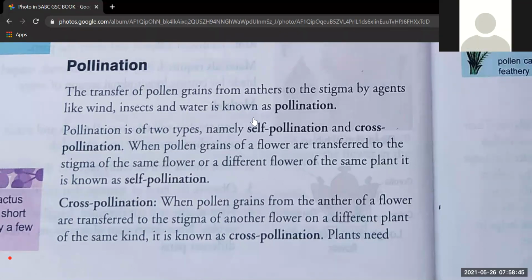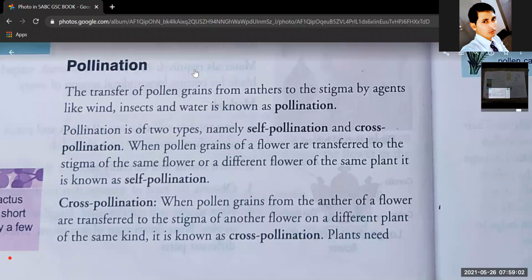There pollination happens, or sometimes it happens by the wind. The wind blew and so many seeds and other things went from one place to another. In this way pollination happens. So this is the meaning of pollination: the transfer of pollen grains from anthers to the stigma by agents like wind, insects, and water is known as pollination.